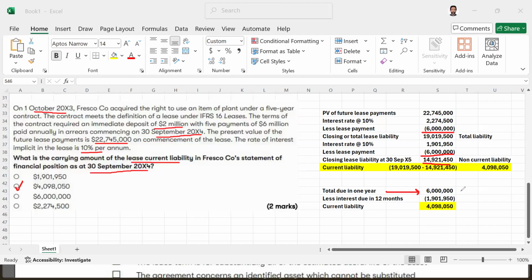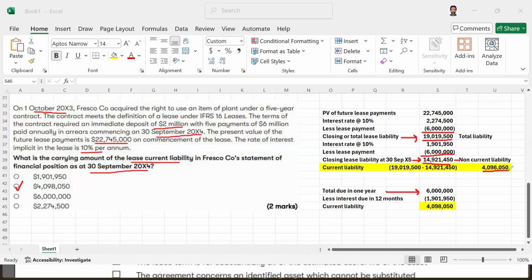Shouldn't the carrying amount of the lease liability at the end of the year include the interest? Yes, this is the lease liability at the end of the year. This is the total liability. When it comes to calculating the current and non-current liability, if this is the lease liability at the end of September 2024, and this is the lease liability after 1 year, whatever we owe after 1 year is the non-current liability, and the difference between the total liability and the non-current liability is your current liability.